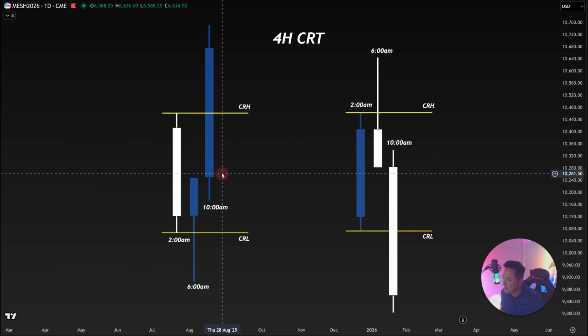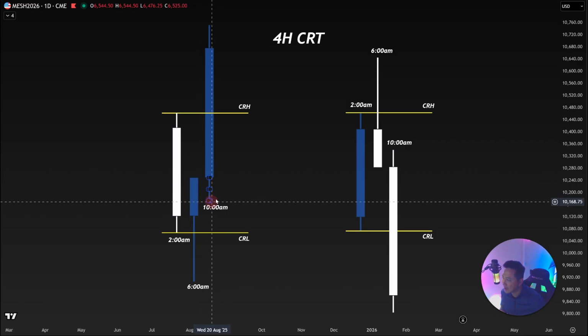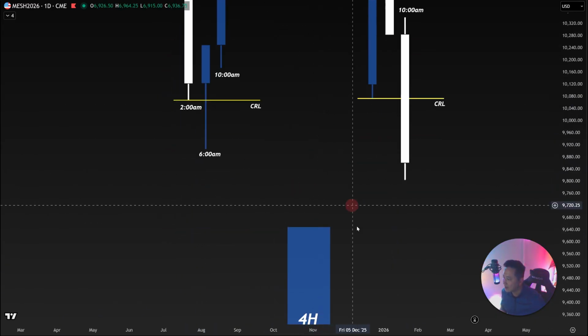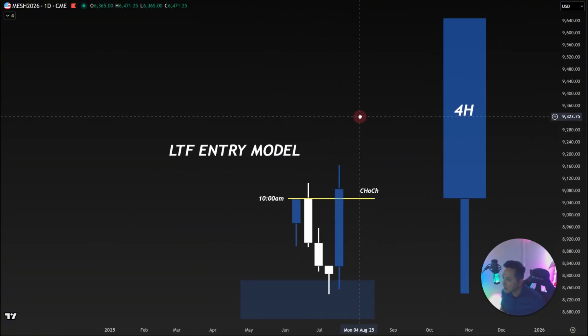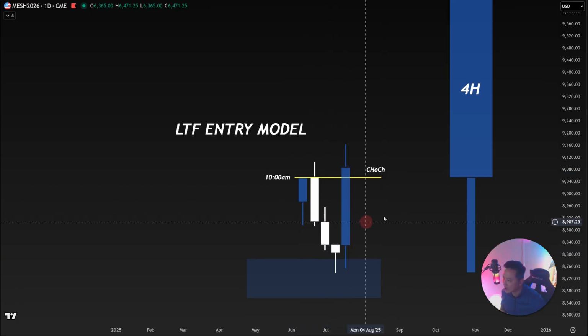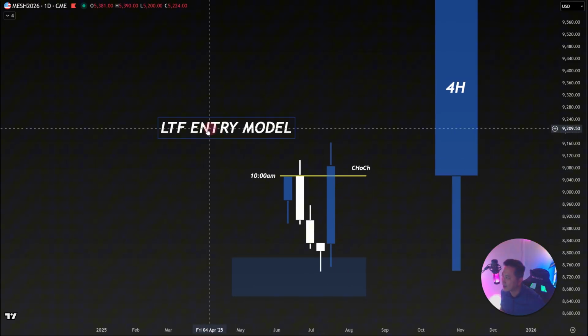When we drop down into the lower time frames, how do we know how to trade or how to take the entry? So let's drop down here to the lower time frame entry model. Now this is a bullish example, so you just flip this around for bearish, but this is our lower time frame entry model.